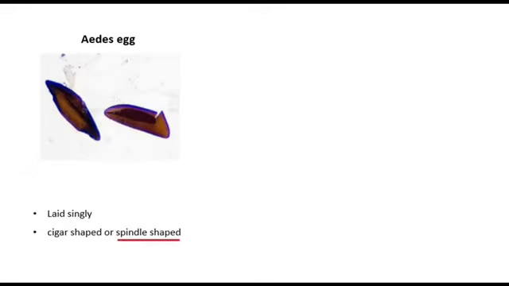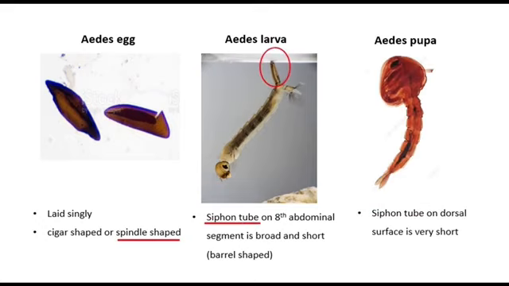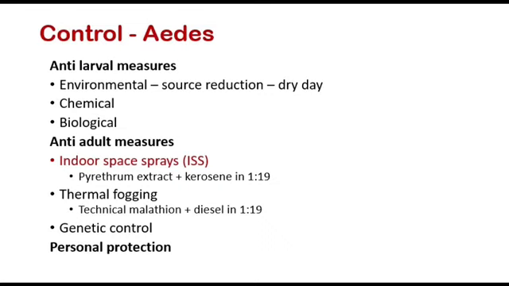The Aedes egg is laid singly and it is cigar-shaped or spindle-shaped. The Aedes larva has a siphon tube on the eighth abdominal segment which is barrel-shaped, and the Aedes pupa has a siphon tube on the dorsal surface which is very short.